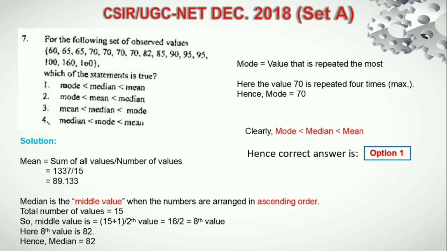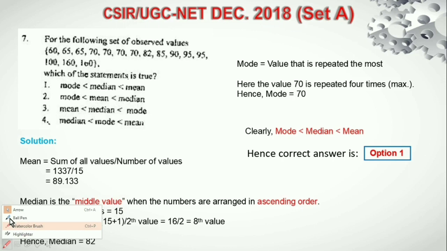Number 7. For the following set of observed values, which of the statements is true? So we have to calculate mode, median and mean of the given set of values. So we start with the mean. We know that mean is equal to the sum of all the values divided by the total number of values. So if you add up all these numbers, you will get 1337 and the number of values is 15. So divide these and you will get 89.133.